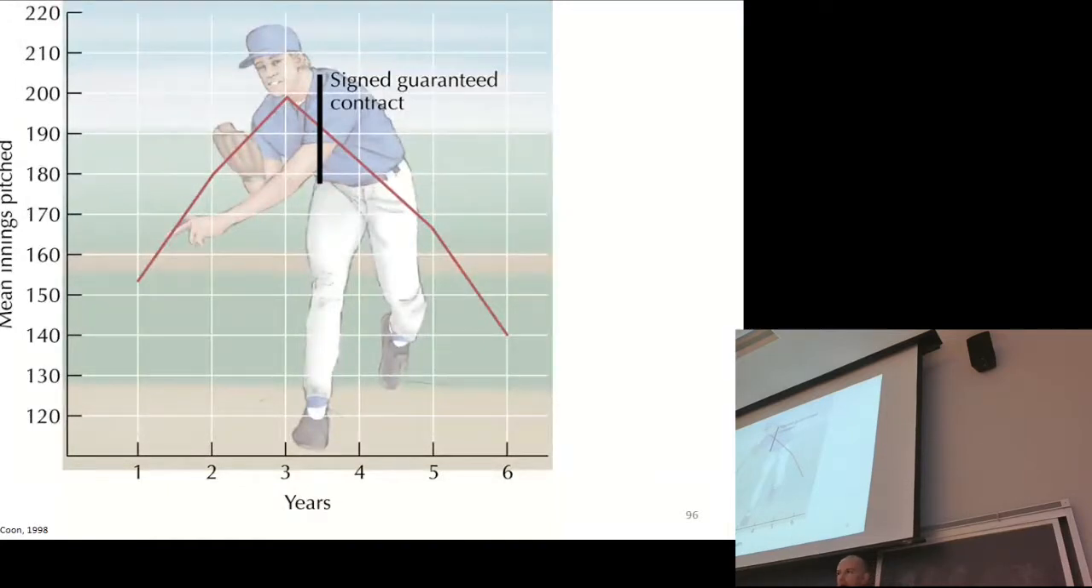So how could we possibly test whether this drop is due to that guaranteed contract or due to these other factors? What technique did we see previously that could help us with this?